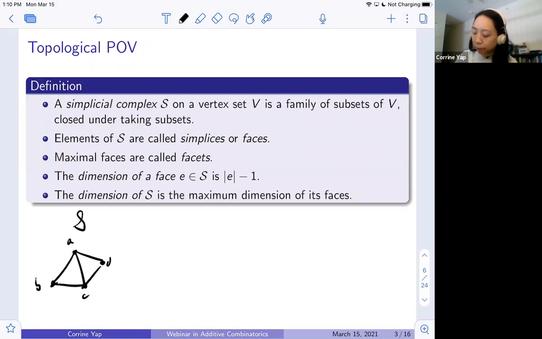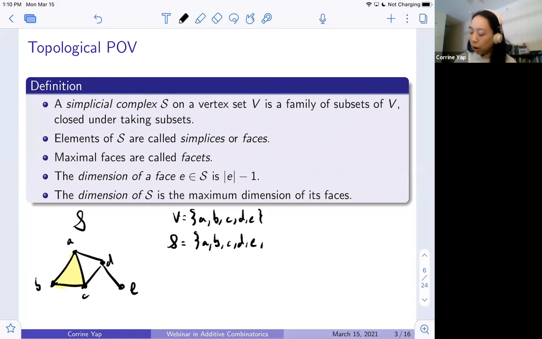Let's say these are my vertices, and maybe I have an edge here. And I'll also shade this in to denote that this triple of vertices is in my simplicial complex. So my vertices, of course, are what I drew, A, B, C, D, and E. My simplices are going to be all the vertices, all of the edges that I've drawn, AC, AD, CD, BE, and then the single triangular face that I've shaded in.